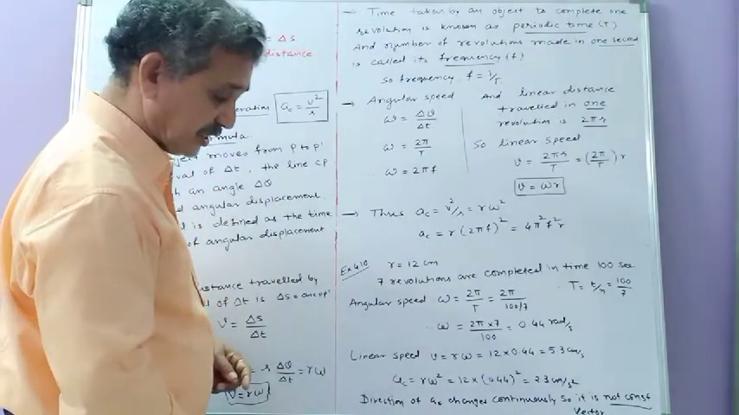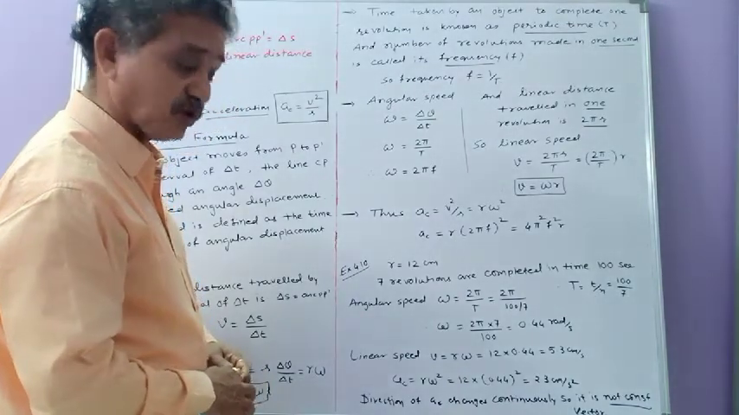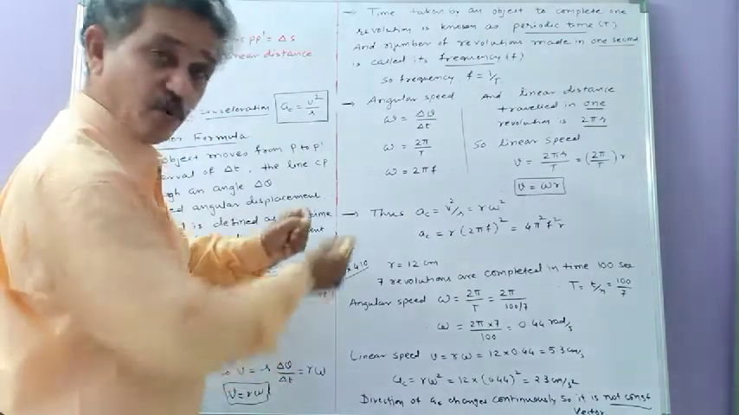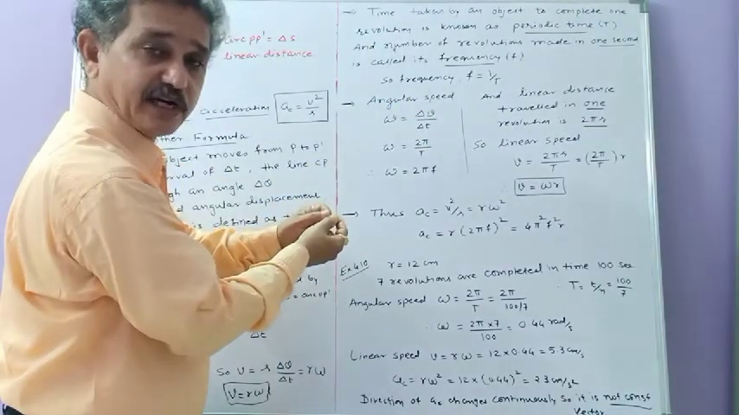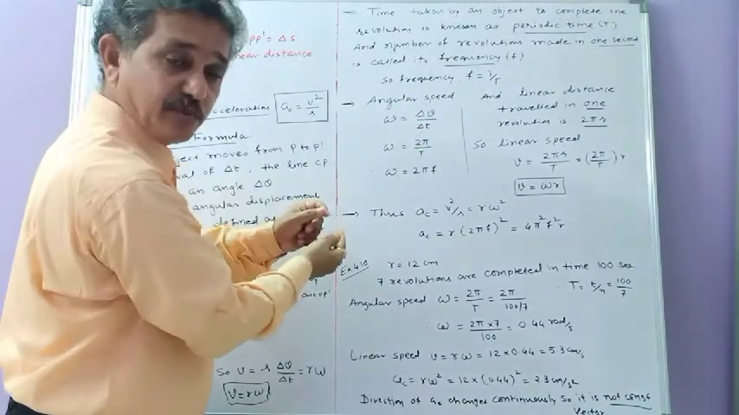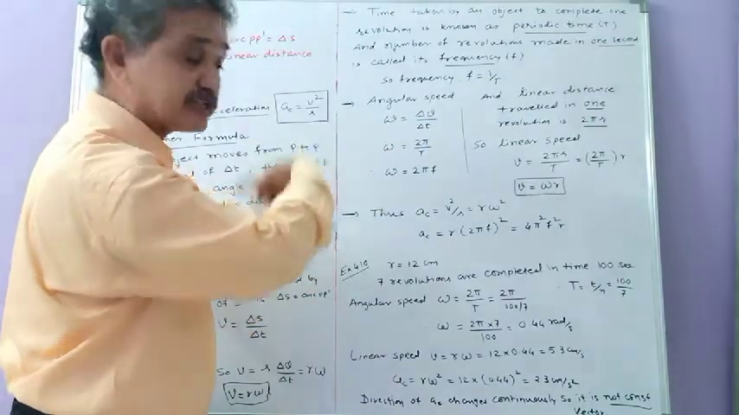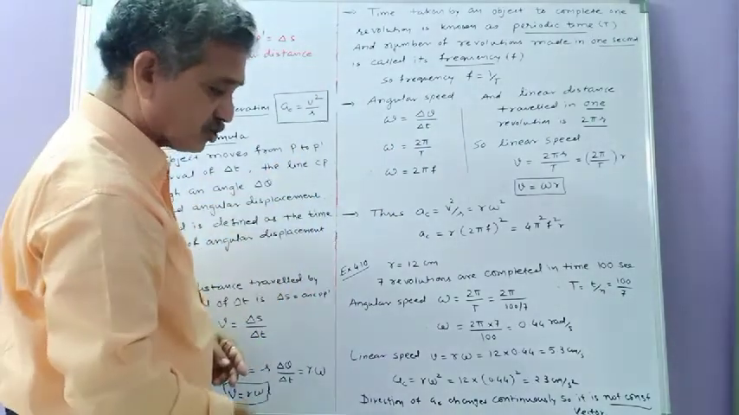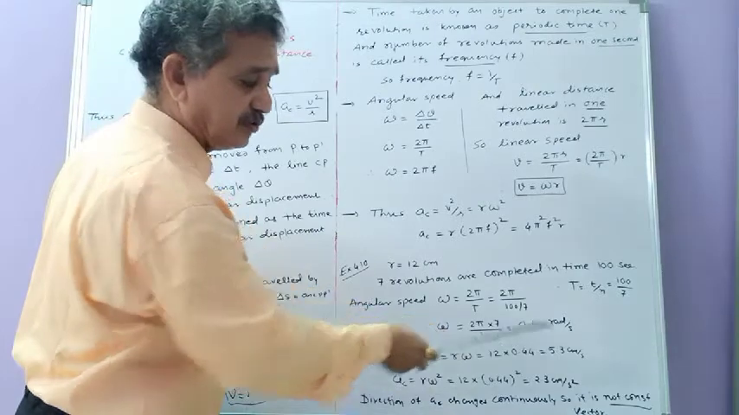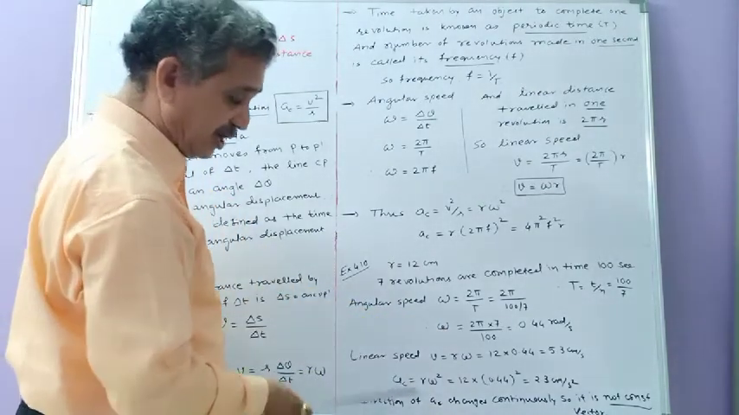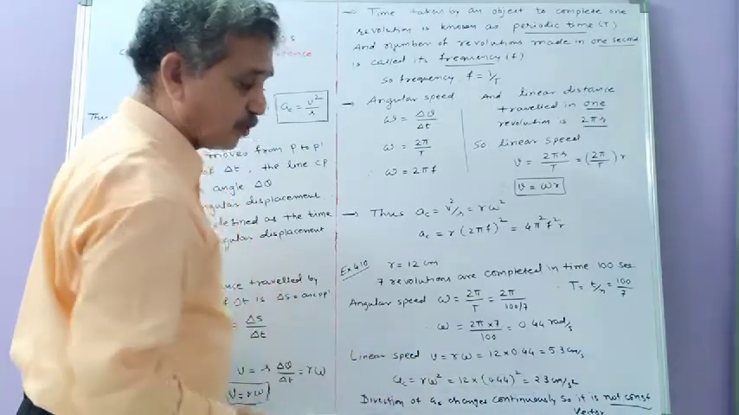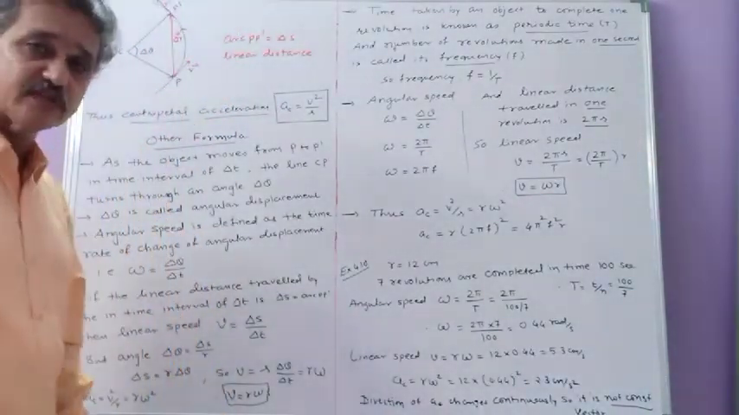Now the question is, is this acceleration a constant vector? No. At every moment, from the point on the circle towards the center, is the direction of centripetal acceleration. That's why centripetal acceleration goes on changing its direction at every moment. So the direction of centripetal acceleration changes continuously. So it is not a constant vector, but its magnitude is constant and it is 2.3 centimeter per second square.